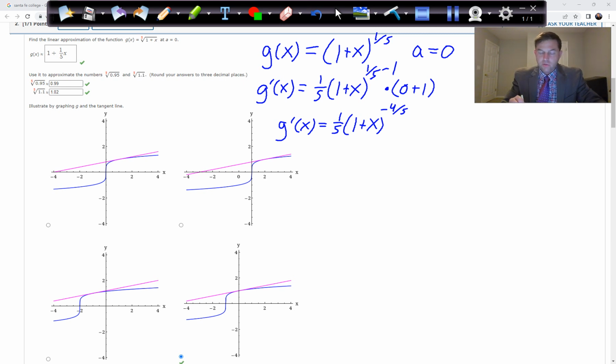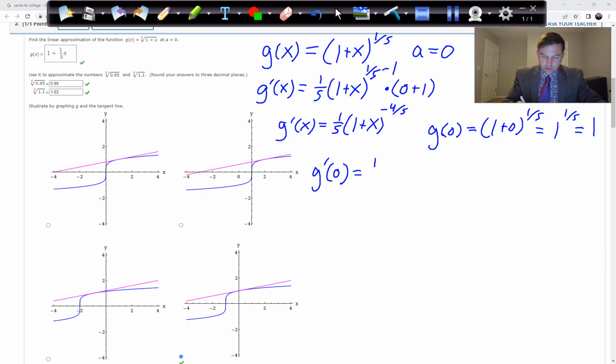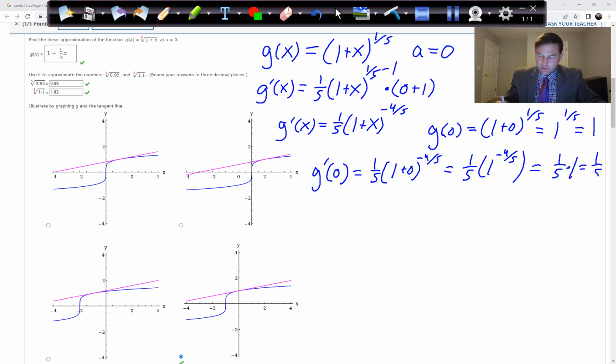Now, we need both of these evaluated at a, which is 0. So g of 0 would be 1 plus 0 raised to the 1/5, which is just 1 raised to the 1/5, and 1 to any power is 1. So that one's pretty simple. G prime of 0 would be 1/5, 1 plus 0 raised to the minus 4/5, which is 1/5 times 1 raised to the minus 4/5, but same argument, 1 raised to any power is 1. So this is 1/5 times 1, which is 1/5.